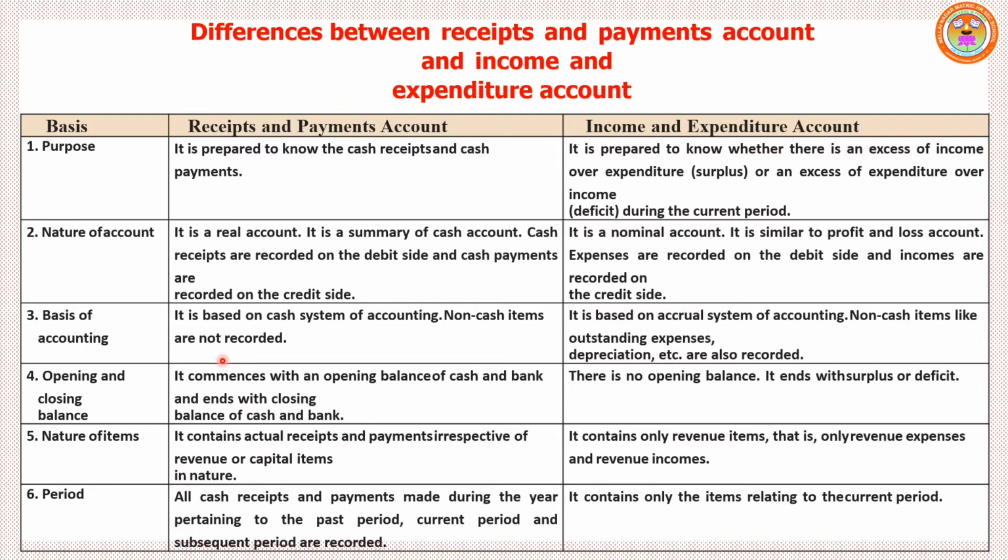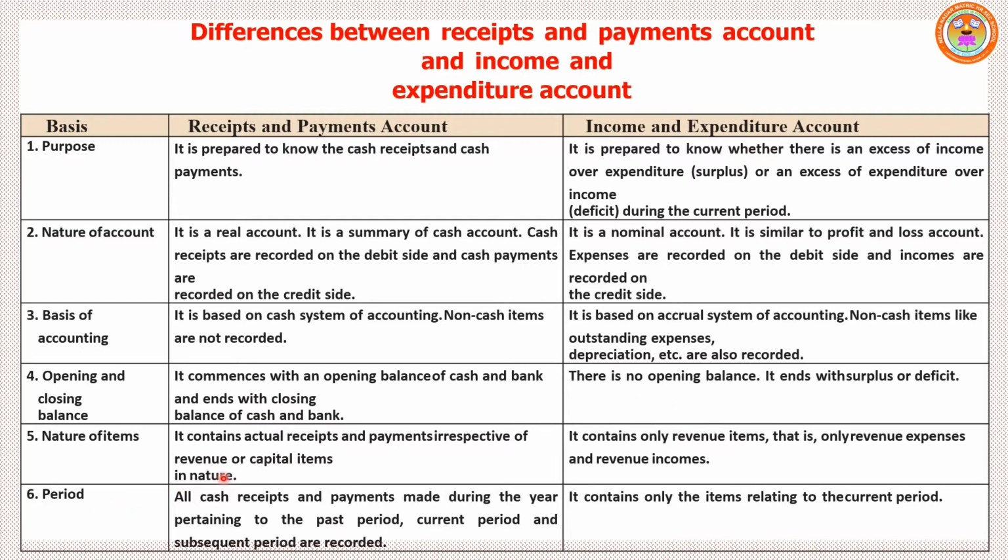Third point, basis of accounting. Receipts and payments account is based on cash system of accounting. That means only cash items are to be recorded. Non-cash items are not recorded. Whereas income and expenditure account is based on accrual system of accounting. Both cash items and non-cash items are to be recorded. Fourth one, in receipts and payments account, opening and closing balances of both bank balance and cash balance are to be recorded, whereas while preparing income and expenditure account, there is no opening and closing balance.